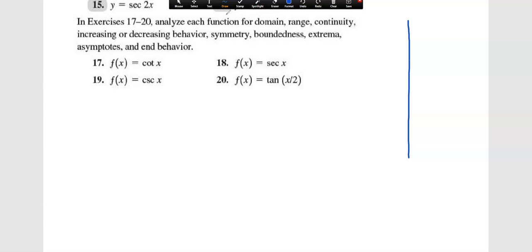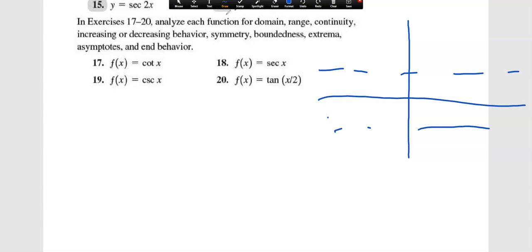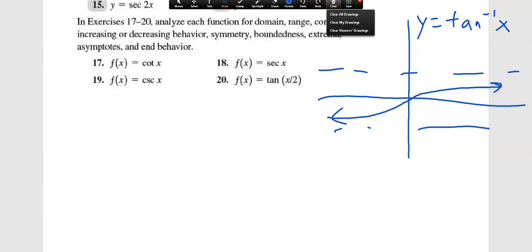Cotangent, maybe. I was thinking of just plain old tangent. The tangent inverse function, the one we talked about, would have a limit on the right and on the left, because one's approaching pi over 2 on the right, the other one's approaching negative pi over 2 on the left. So that's the only thing I can come up with quickly off the top of my head.